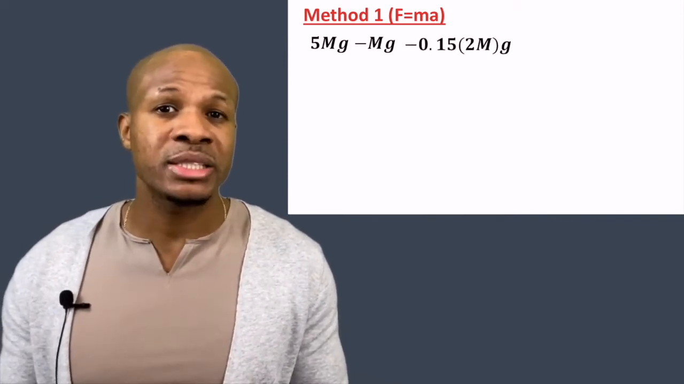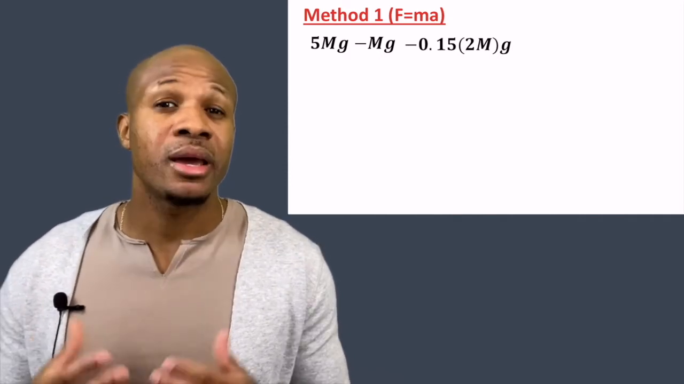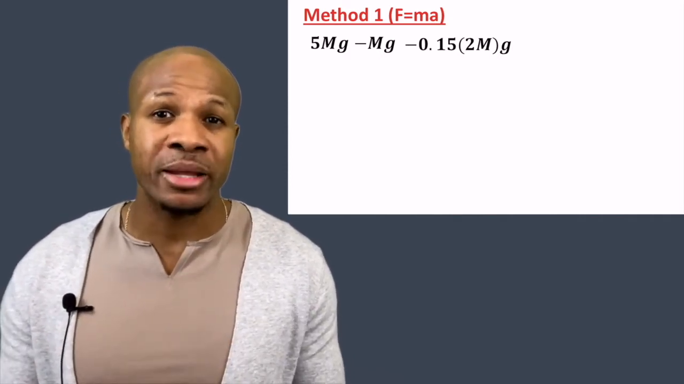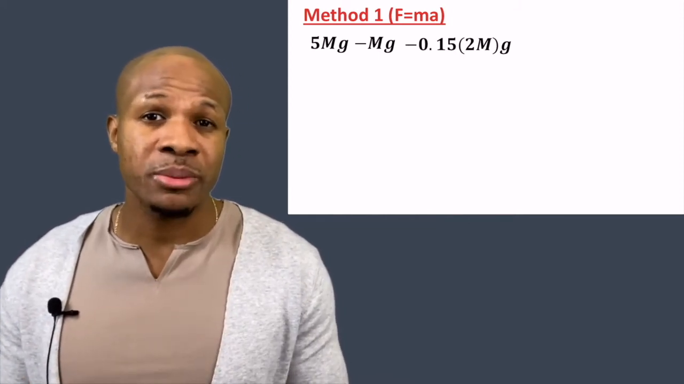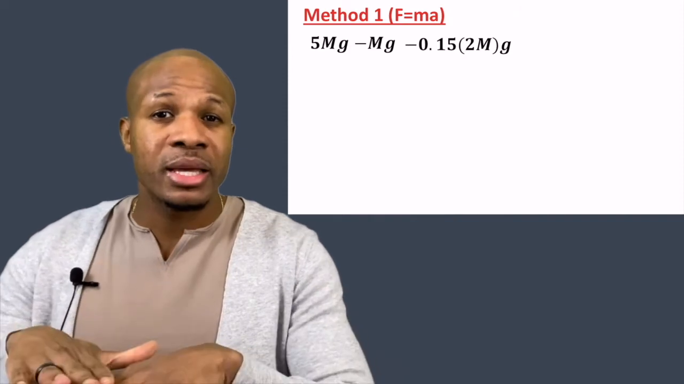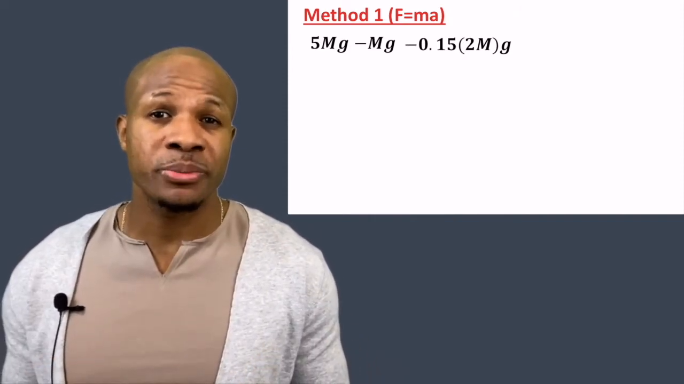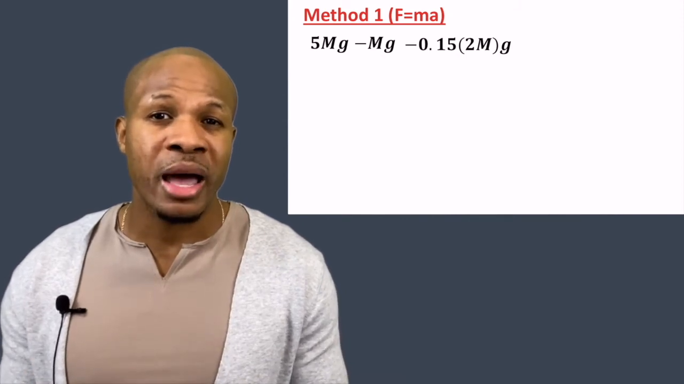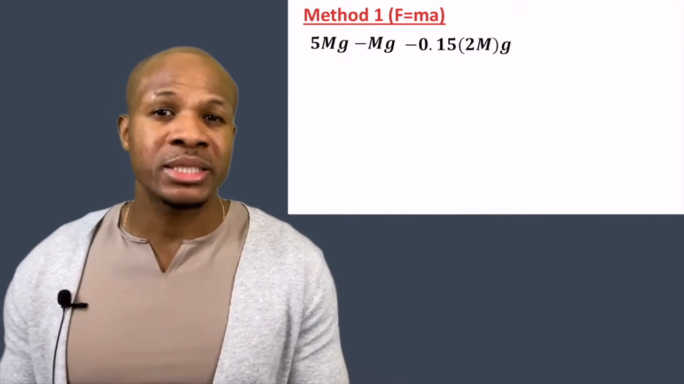And then we can't forget to add in the force of friction. Friction is going to act in the same direction as the light block, which is going to slow down our motion. And force of friction is equal to mu times N, right? Where N is the normal force. Normal force acting on that block on the table is equal to its weight, because the block is laying flat on the table, right? And therefore the force of friction is going to be equal to negative 0.15, which is the coefficient of friction, times 2mg, because the block has a mass of 2m.